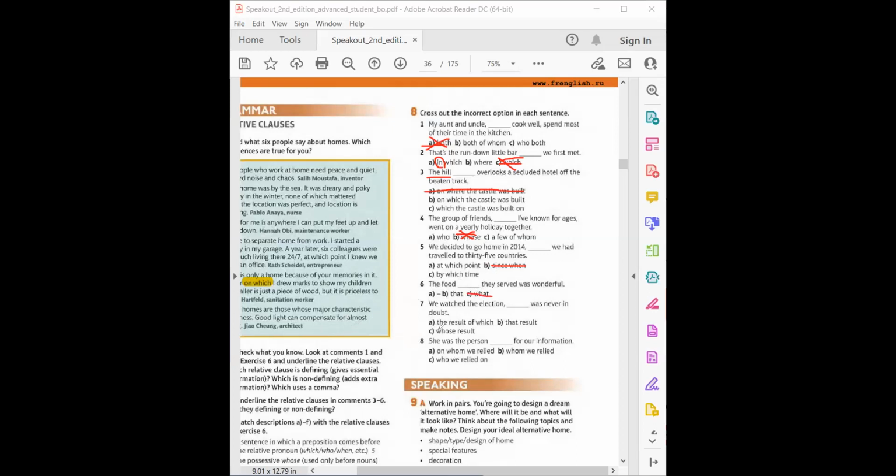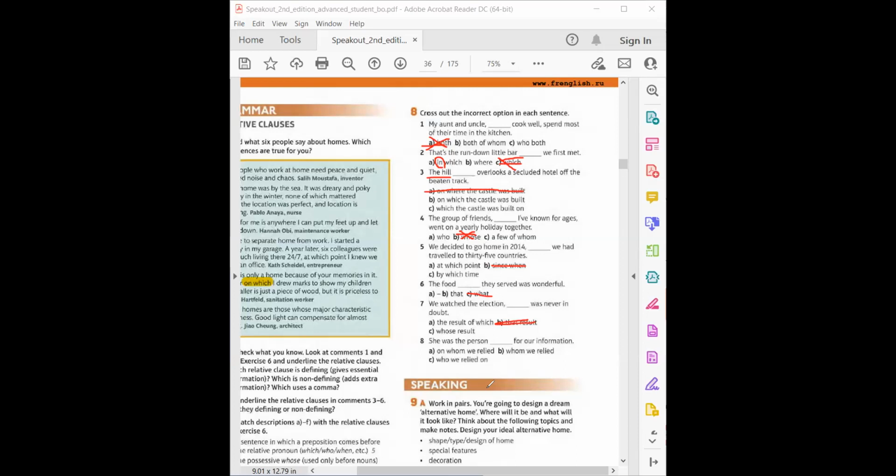Now, we watched the election. A, the result of which. B, that result. Or C, whose result was never in doubt. B, that. Yes, that result. B. Yes, B, it's incorrect.